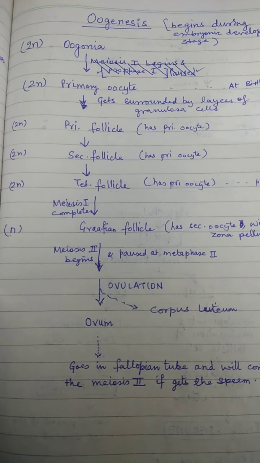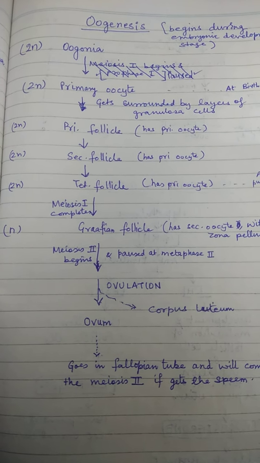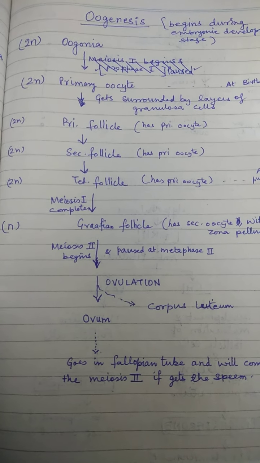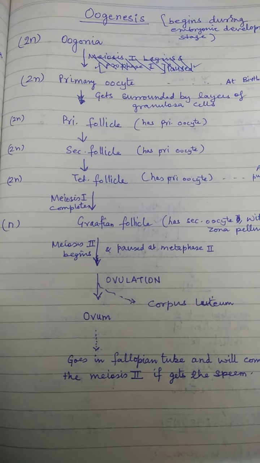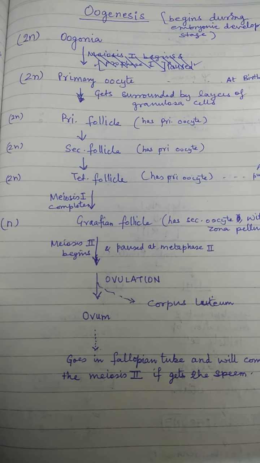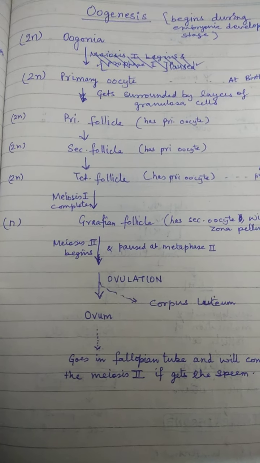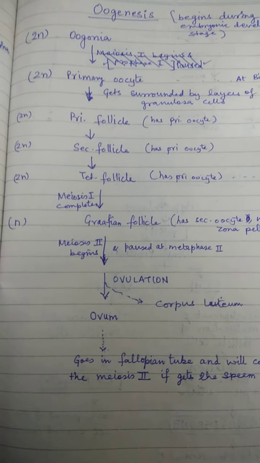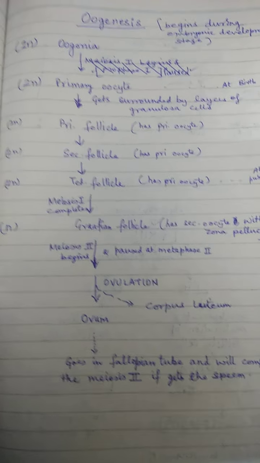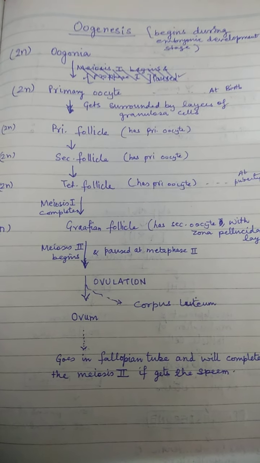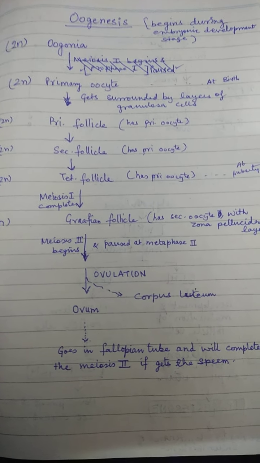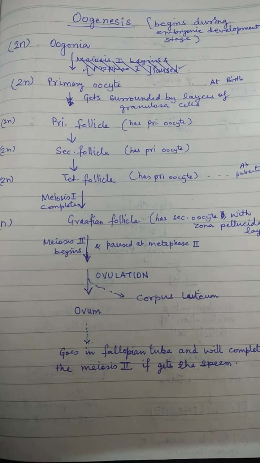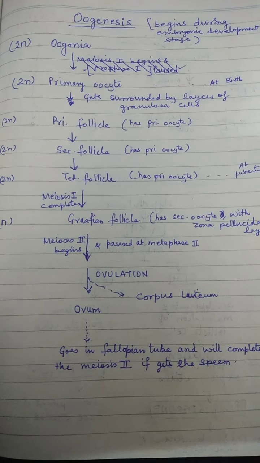Primary follicle further gets converted into secondary follicle. More layers of follicle cells are surrounding it. Then it gets converted into tertiary follicle. Tertiary follicle has a special structure. There is a space we can see clearly in it called the antrum. At this stage, the primary oocyte undergoes meiosis 1. The meiosis 1 is completed and it is converted into secondary oocyte.